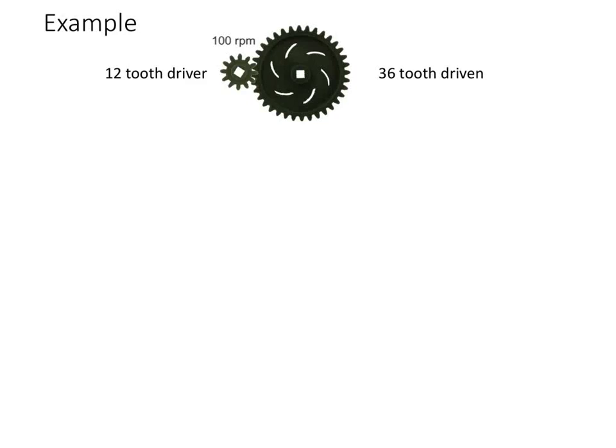Look at this example here. First, we're going to look at what we're given. We've got a 12-tooth driver gear. Okay, so this small gear here is going to be my in. We have a 36-tooth driven gear. So this larger gear is going to be my out. I'm also given 100 RPMs.